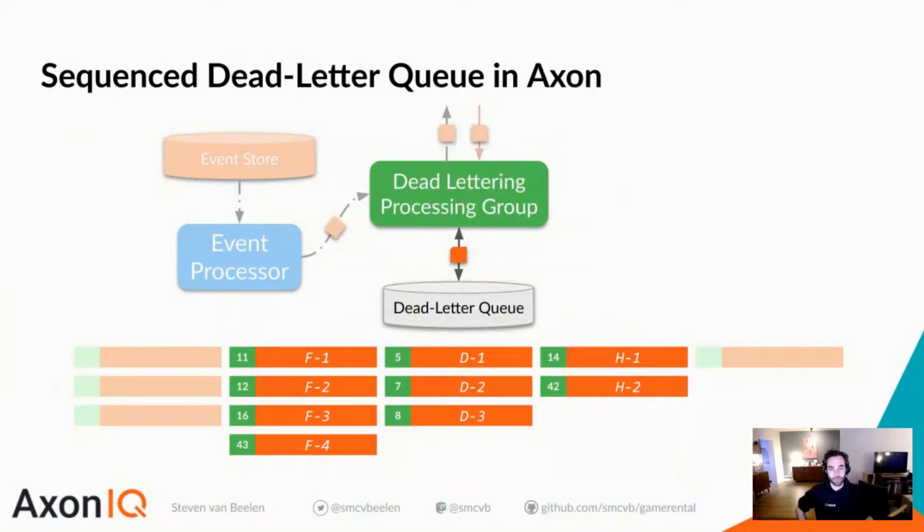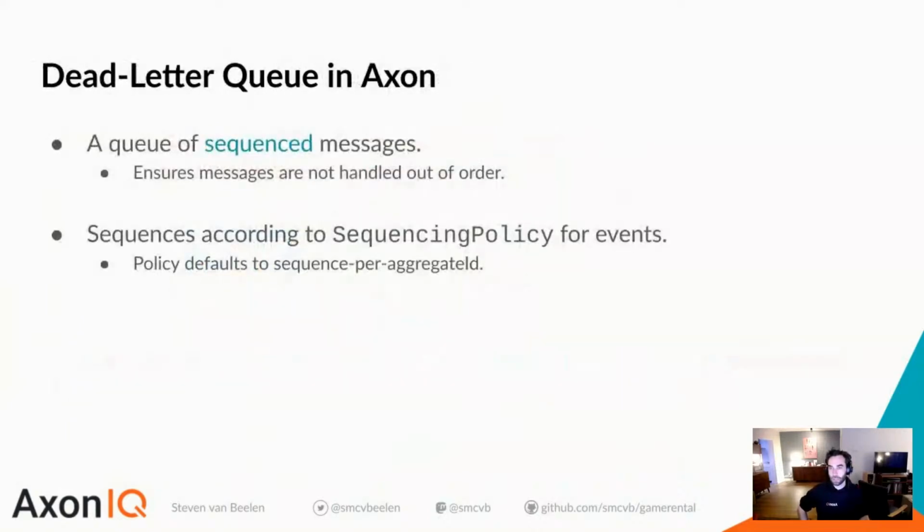So you'll have separate sequences, which is displayed here by the sequences H, D, and F, and potentially more. Now, let's put this in text a little bit as well. The dead letter queue in Axon is really a queue of sequenced messages to ensure the messages are not handled out of order. So that whenever you do start processing letters from the queue, you essentially process sequences from the queue.